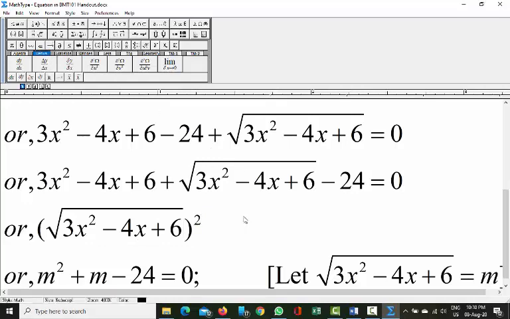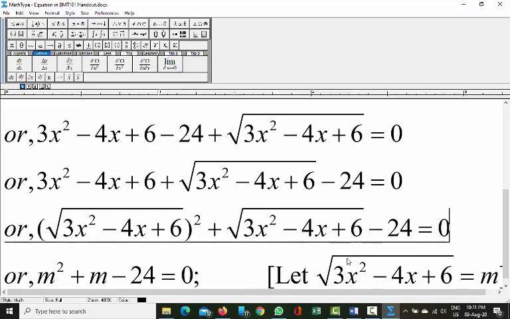Right, so that means here we have 3x square minus 4x plus 6. So we can write it like root over 3x square minus 4x plus 6, and over that we have a power 2. So this power 2 will cancel the square root inside the bracket. So square root and power 2 will cancel each other out, so we will get this one back. Then we can write the remaining part like that.